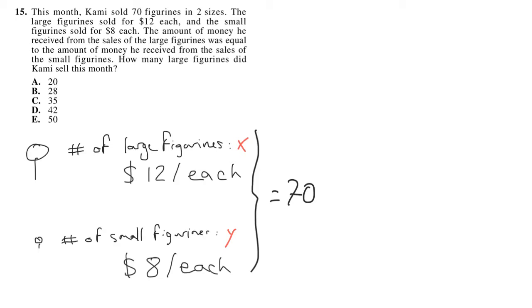So let's read this sentence again. The amount of money he received from the sales of the large figurines was equal to the amount of money he received from the sales of the small figurines. So $12 times X is the amount from the large figurines, equals $8 times Y. That's the amount of money from the small figurines. And what else do we know? We know that the number of large figurines plus the number of small figurines equals 70.